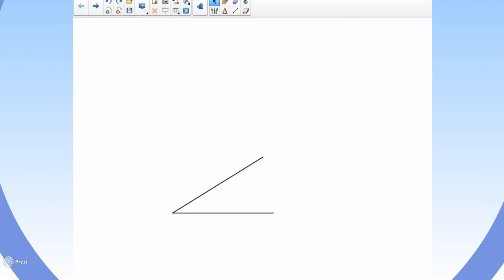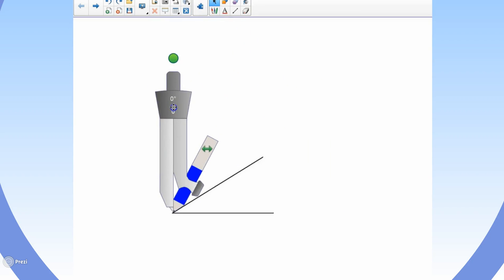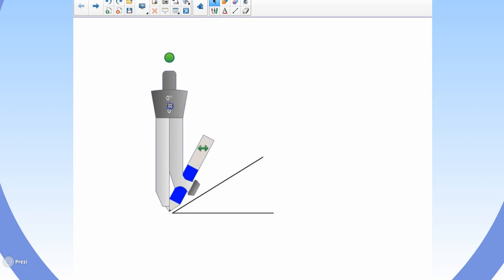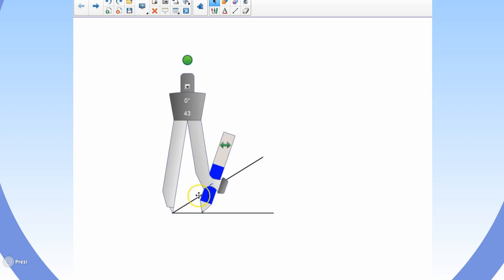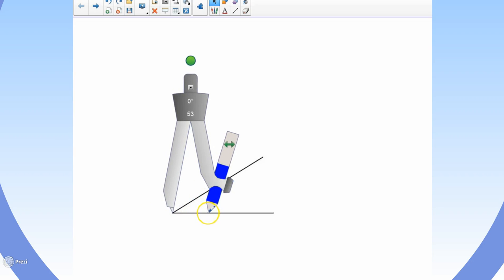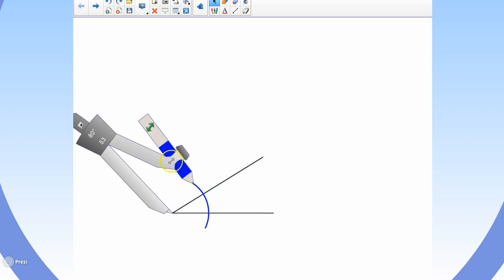This is how you bisect an angle using a compass and a straight edge. I start out with a given angle. I take my compass and I make an arc, again just random, across my angle.